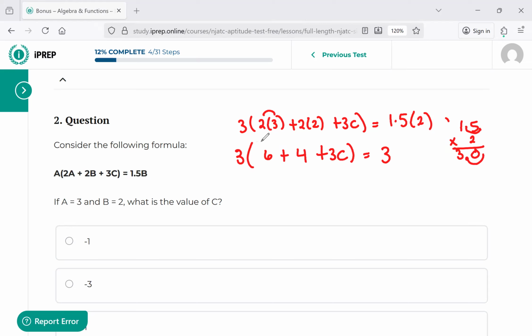Okay. Then before I FOIL out this 3, you can simplify the inner parentheses. Let's do that. So 6 plus 4 is 10, plus 3C equals 3. Then what I would do is FOIL out this 3. So this would be 3 times 10 is 30, and then 3 times 3C is 9C.